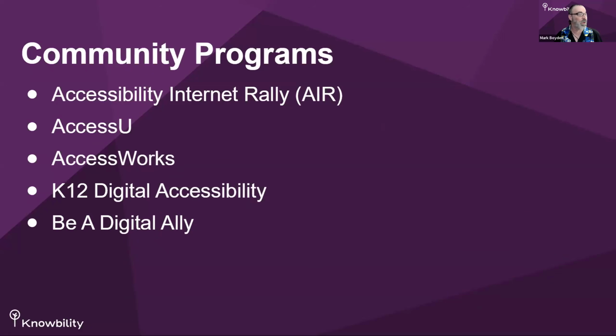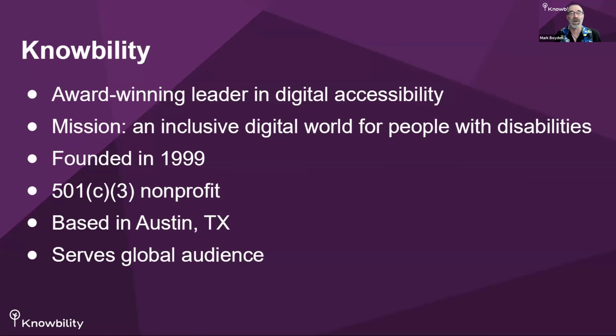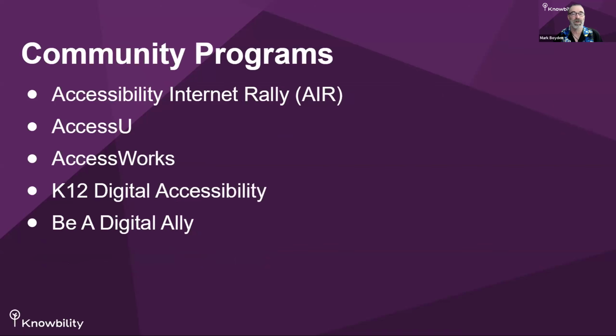A quick piece about Knowbility. Knowbility is an award-winning leader in digital accessibility. Our mission is to create an inclusive digital world for people with disabilities. Founded in 1999, we are a 501c3 nonprofit. We are based in Austin, Texas, and serve a global audience. Almost 27 years now.